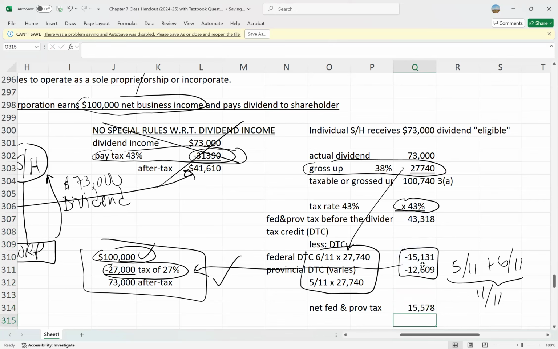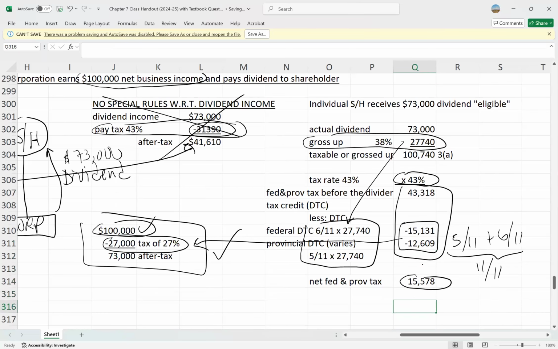Is 15,578. So the 43,318 minus the dividend tax credit. This is the total tax that will be paid. And if you think about it, how much will the individual have after tax? They got this $73,000 dividend.